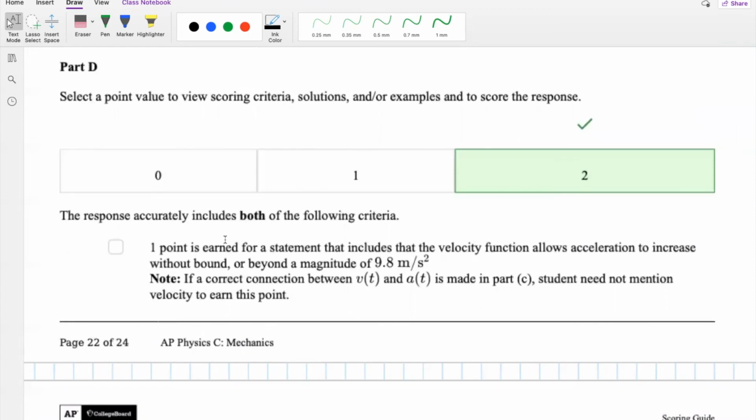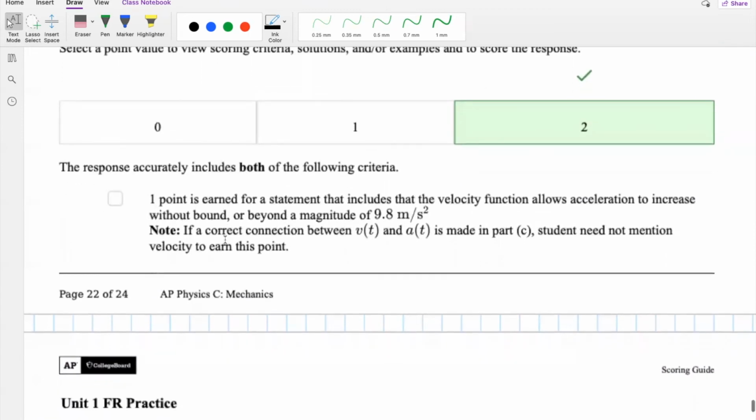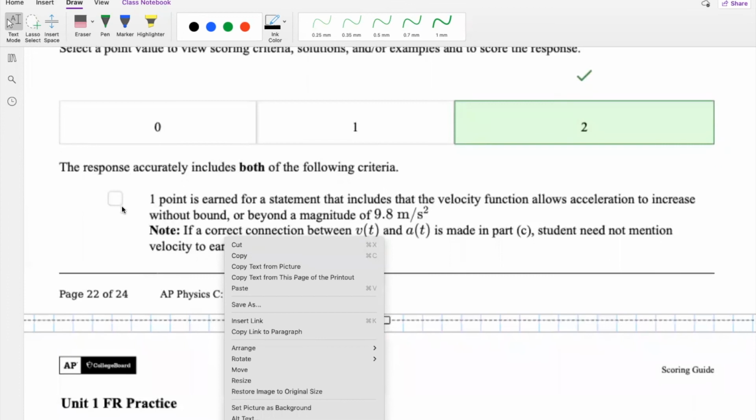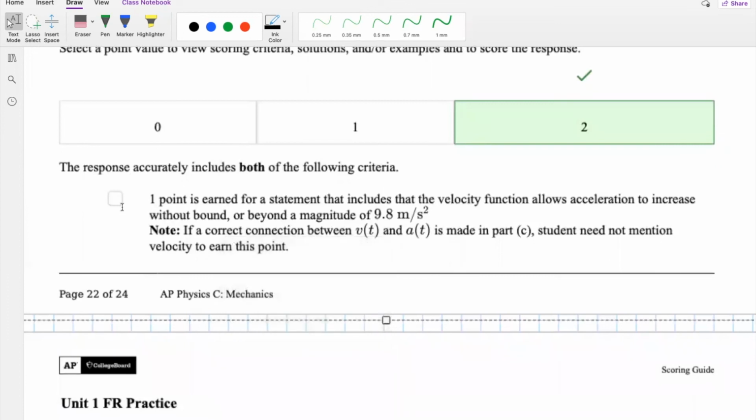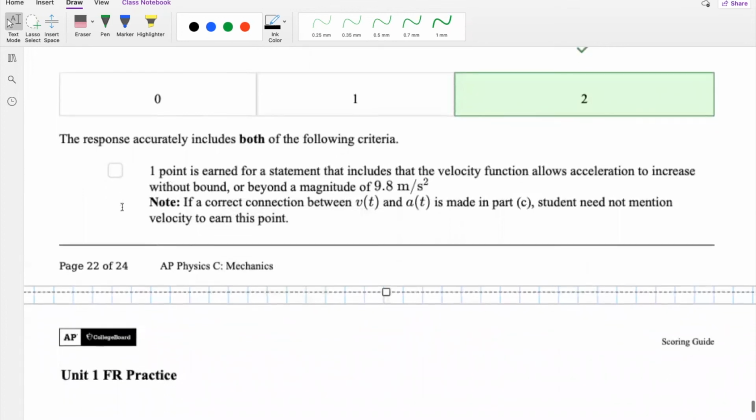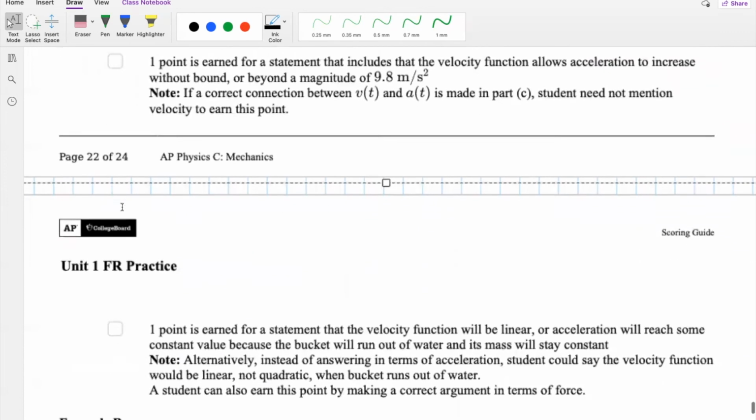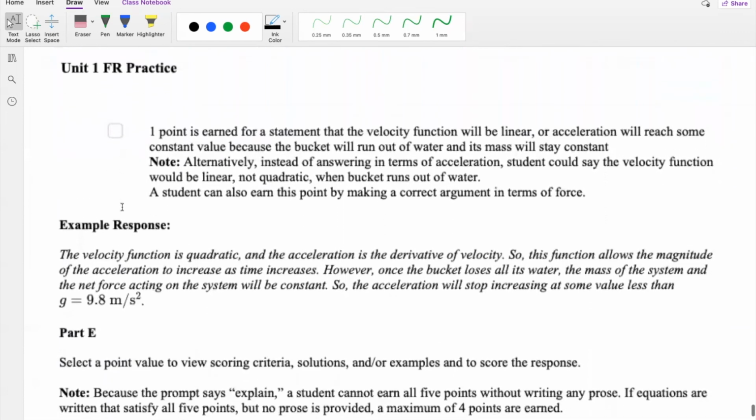D. So what were they looking for here? This is where we were disagreeing with the explanation. One point is earned for a statement that includes that the velocity function allows the acceleration to increase without bound beyond a magnitude of 9.8. At most, it should be 9.8. It is in free fall, so it cannot grow indefinitely.